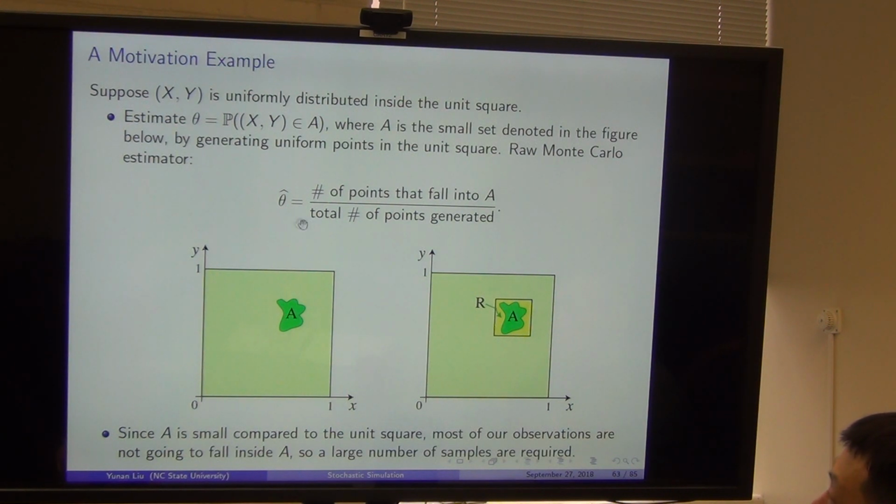You can imagine that this raw Monte Carlo estimator is inefficient if A is extremely small. Each time you're throwing a dart on a board with a very small probability of falling into that region. So the number of samples is proportional to the ratio between the two areas. So it's inefficient. Since A is small compared to the unit square, most of our observations are going to be 0, so a large number of samples are required.